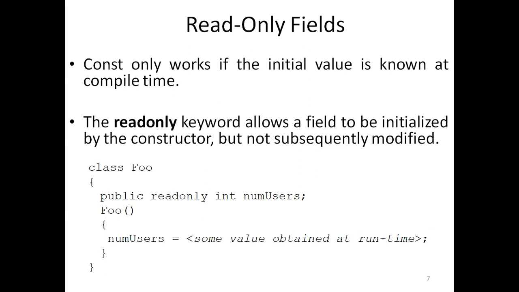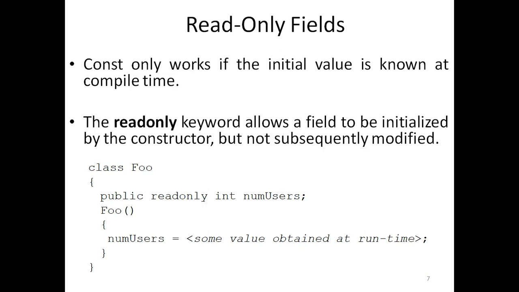And the read-only field is also a very important field. Basically, the constant is used for a constant type variable whose value is always fixed. A constant's initial value is known at compile time. Suppose we have defined a variable as a constant type, so it is a fixed variable, and the compiler will know its value. An example of a constant variable is pi. The value of pi is 3.14. Its value never changes. The read-only keyword allows a field to be initialized by the constructor.